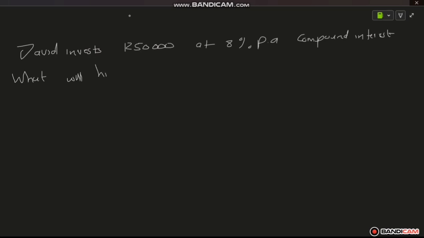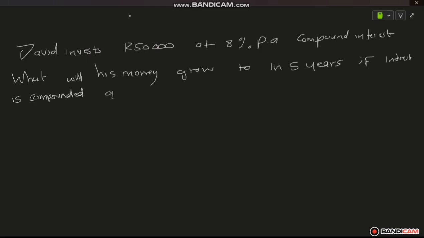Let's say now David invests. Remember, the money that you invest is the money that you have, so it's the value of P. Whatever amount David is investing, it's his money, the value of P. Since he is investing 50,000, the 50,000 is the value of P at 8% per annum compound interest. Then the question is, what will his money grow to? You see, the future money, so that future money is the value of A. Grow to in 5 years if interest is compounded. These are compounding periods.